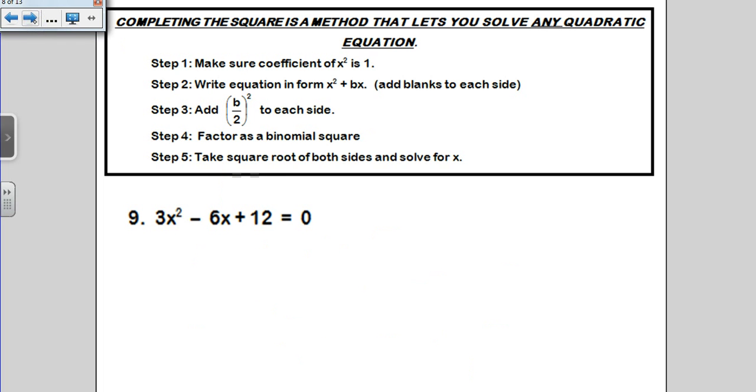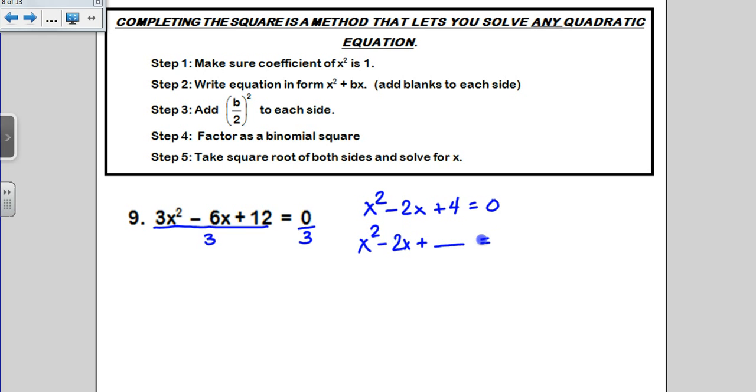Okay, the next section, you're going to notice the first step in these problems is not done. The coefficient for x squared needs to be a 1, and right now it's a 3. So we're going to divide everybody by 3. And when you divide everybody by 3, your new problem is x squared minus 2x plus 4 equals 0. Now we can handle this like any other problem that we were completing the square on. So we're going to move the 4 to the other side by subtracting it, and I'm going to leave a blank for the c's.